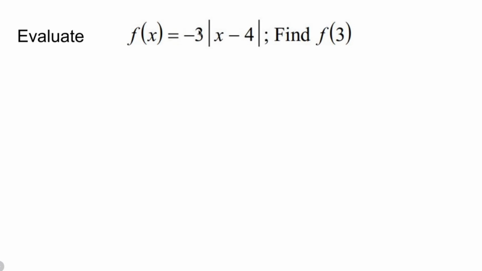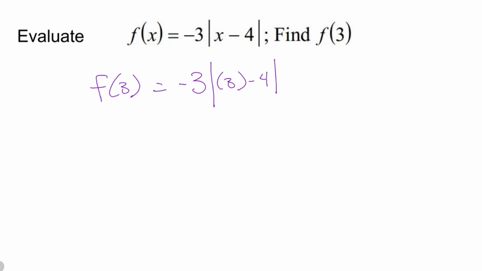And I'm done. Evaluate f of x equals negative 3 times the absolute value of x minus 4 and find f of 3. Now this is f of x. F of x is the same as y. What does it mean to find f of 3? That means I'm going to replace every x with a parentheses 3. So I'm going to write out f of 3 equals, and I'm going to write out this guy and replace that one x with parentheses 3. So negative 3 times the absolute value of parentheses 3 minus 4, close the absolute value.